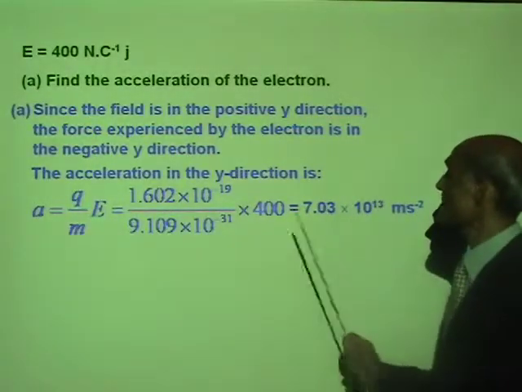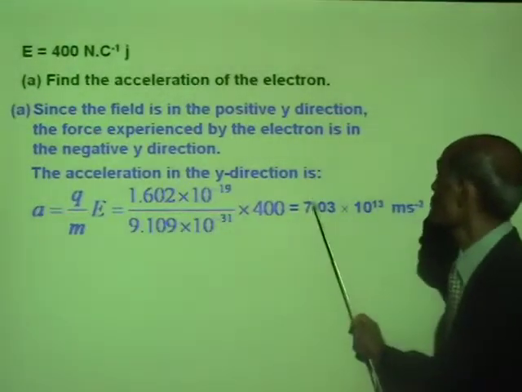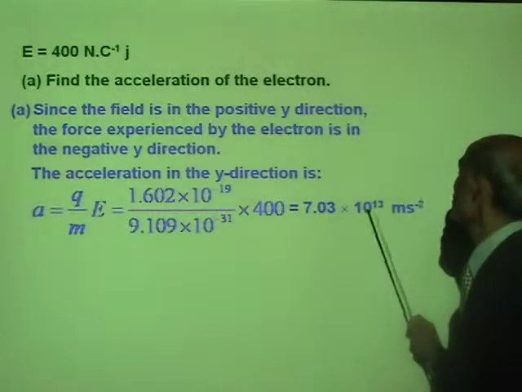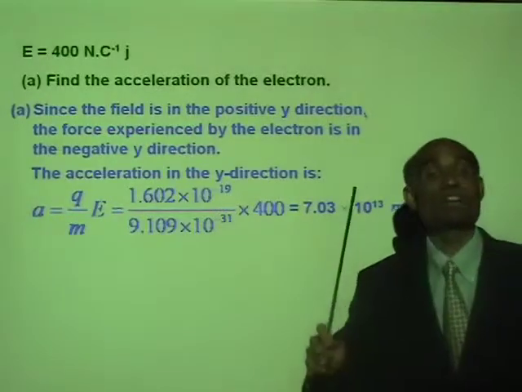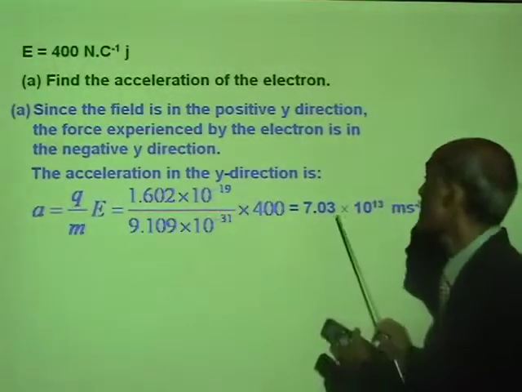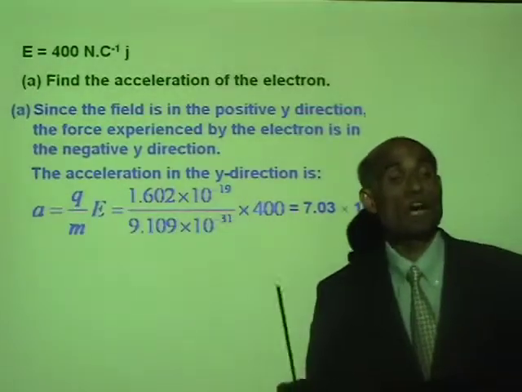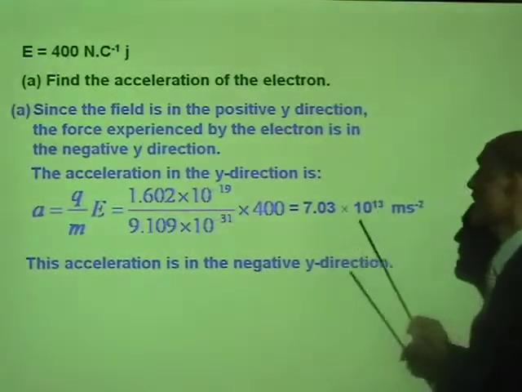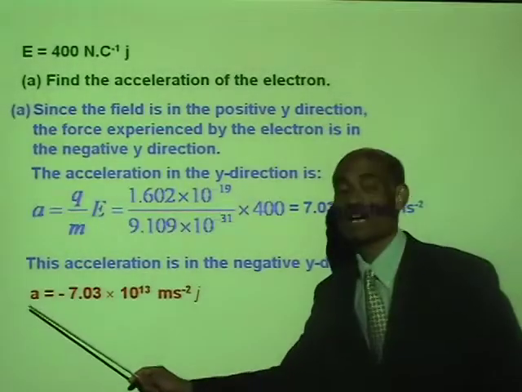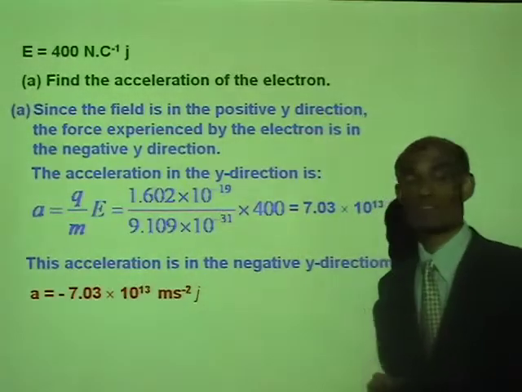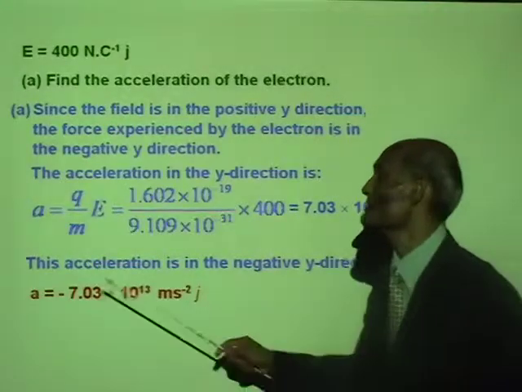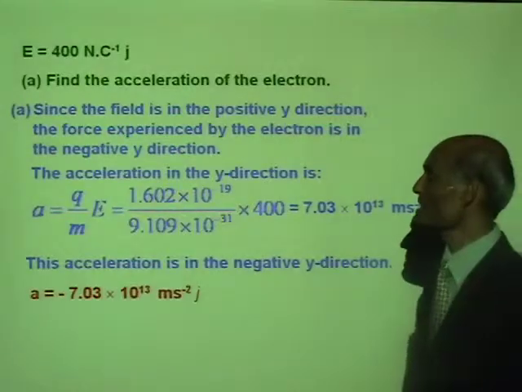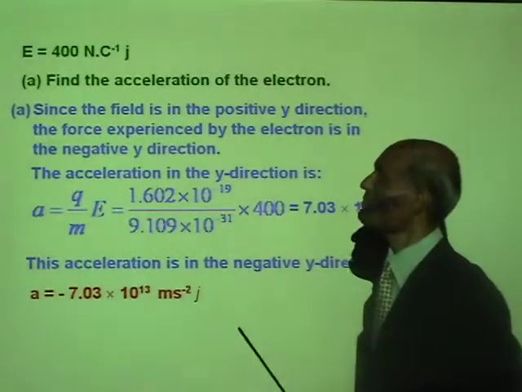So if I write it in the vector notation, this will be negative 7.03 times 10 to the 13 meter per second squared j. Well, I have only given you the magnitude, since you know it is in the negative y direction. So this acceleration is in the negative y direction, and I wrote it using the vector notation. a equal to negative 7.03 times 10 to the 13 meter per second squared j.